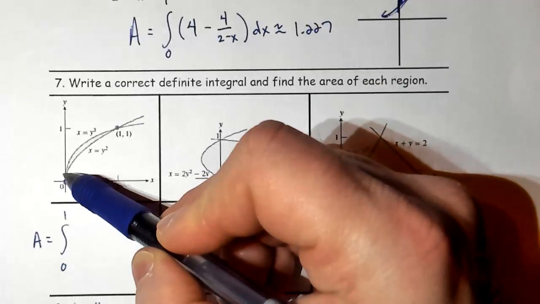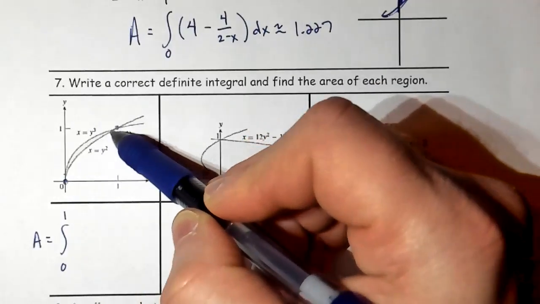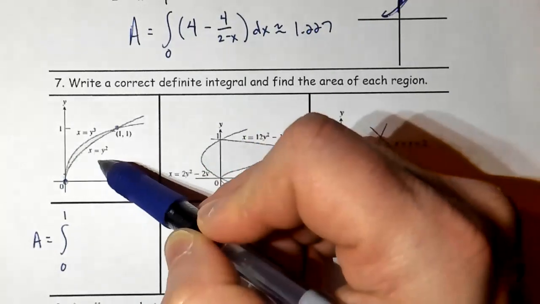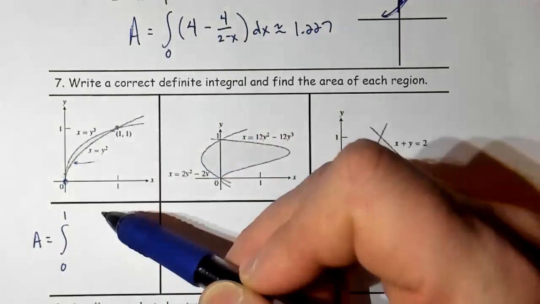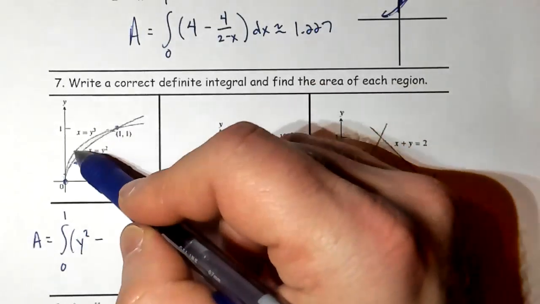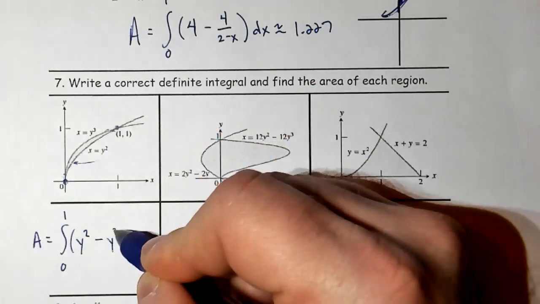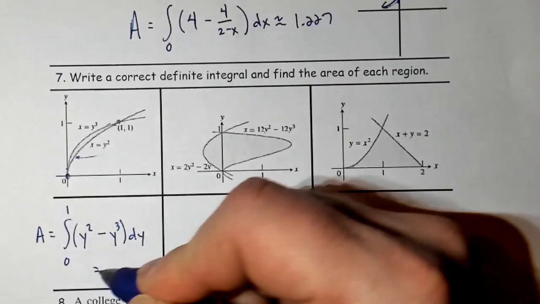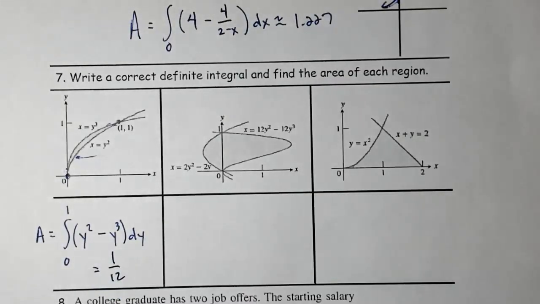But in this case, we're going to go rightmost and then leftmost. So the rightmost function is going to be this right here, which is the y squared, minus the leftmost, which is the y cubed, dy. Plugging that into your calculator, you should get 1/12. Okay.